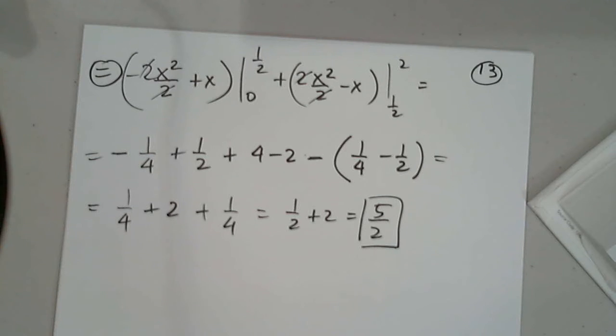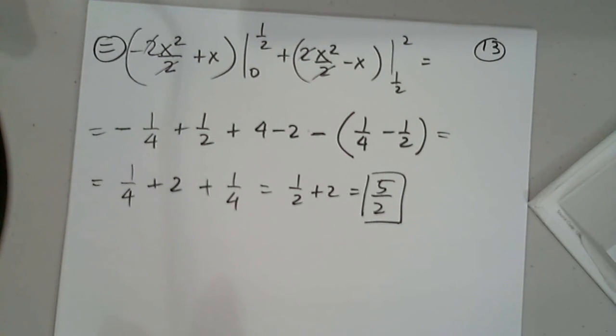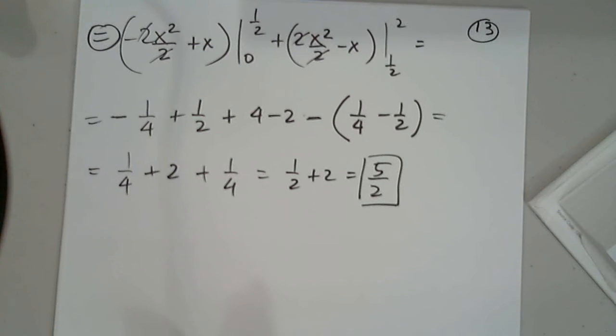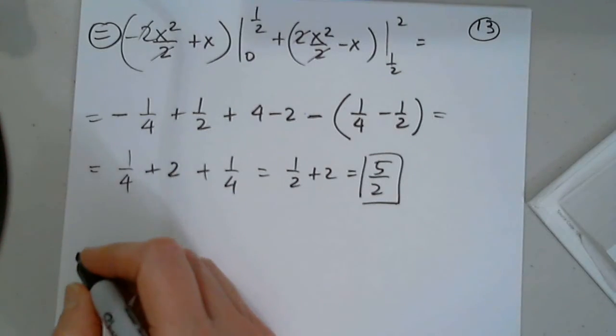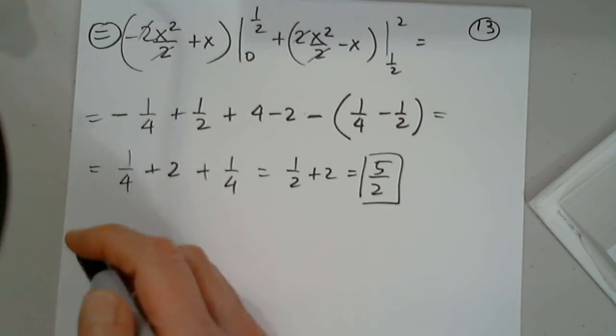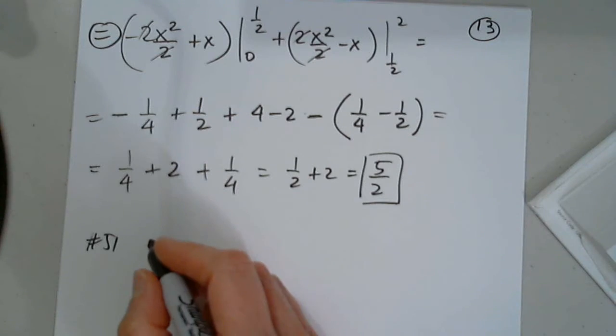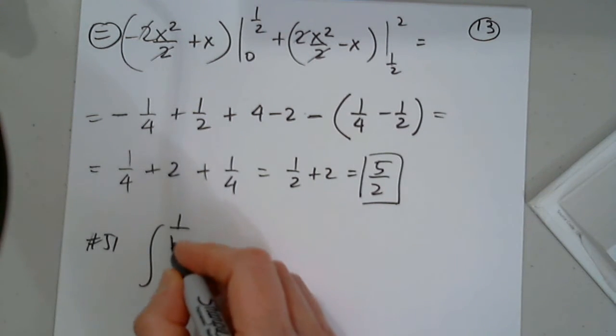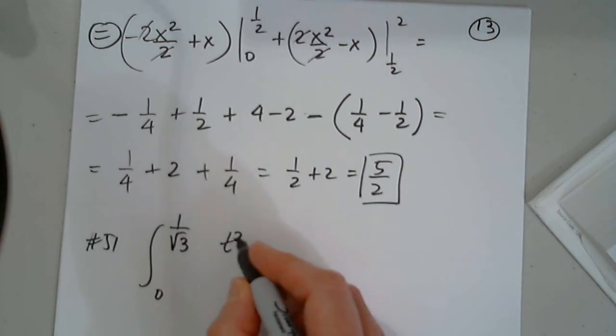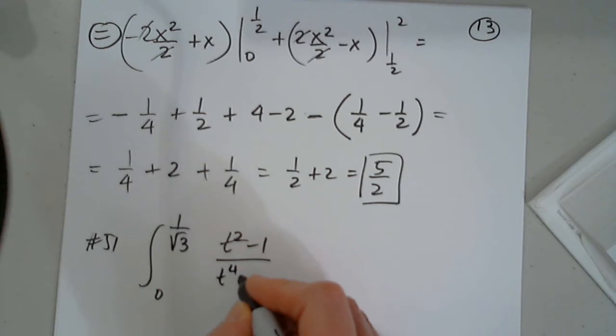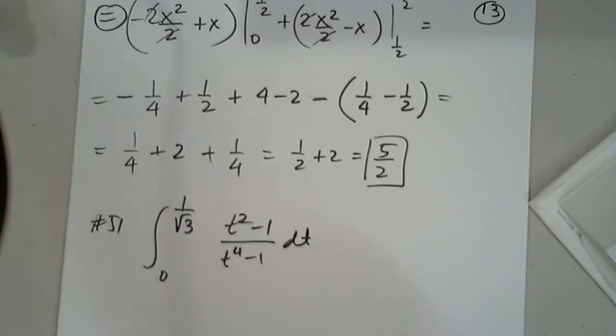Okay, this caught my eye. Are you okay with 51? I'm just curious now what that will lead to. Let's do it if we have the time. Okay, let's do 51. So the integral from 0 to 1 over the square root of 3 of t squared minus 2 over t to the 4th minus 1 dt.